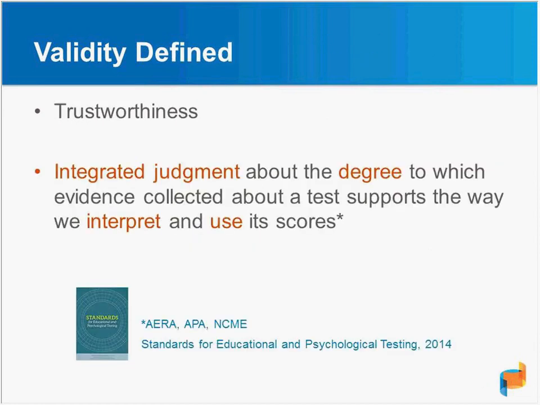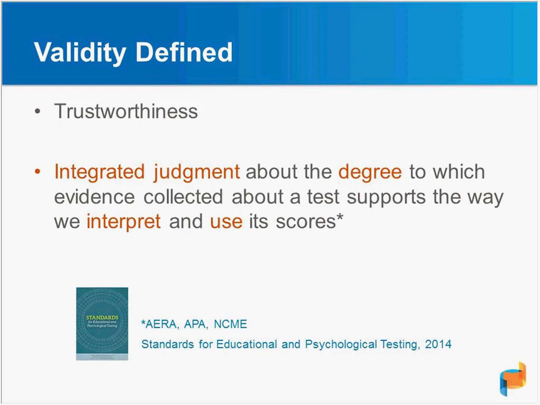At its most basic level, validity concerns the trustworthiness of the results of an assessment process. And as defined by the American Education Research Association, the American Psychological Association, and the National Council of Measurement in Education, validity is an integrated judgment about the degree to which evidence collected about a tool supports the way we wish to interpret and use its scores. Well, that's a mouthful. So let's let that sentence roll around in your brains for a moment.